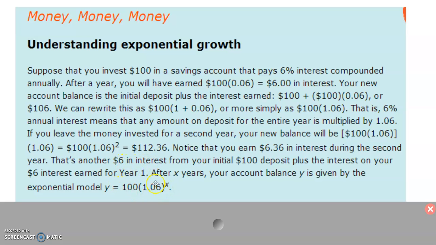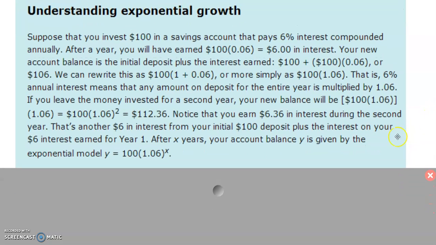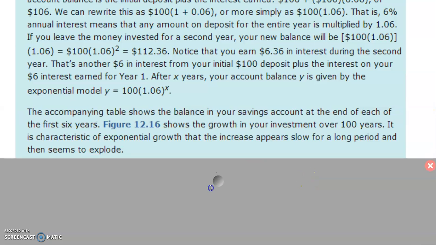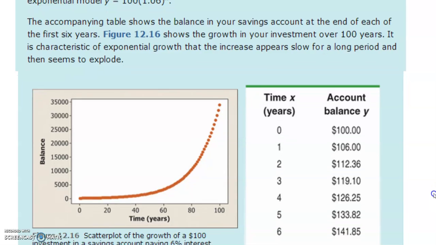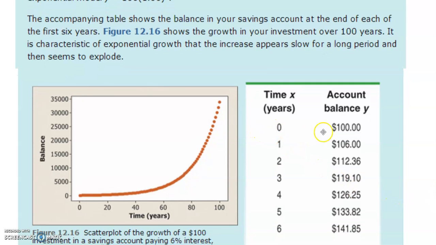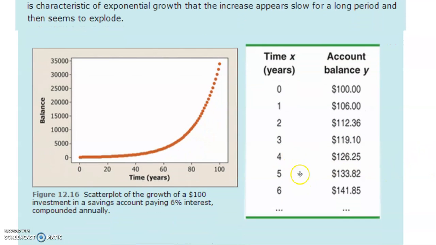interest on. So an equation I could write to model this, and hopefully you remember exponential growth from past math classes, looks like this: y equals 100 times 1.06^x. Now, here is a table that shows the beginning balance and then the account balance after x years. Okay, and here it is all the way out to like 100 years.